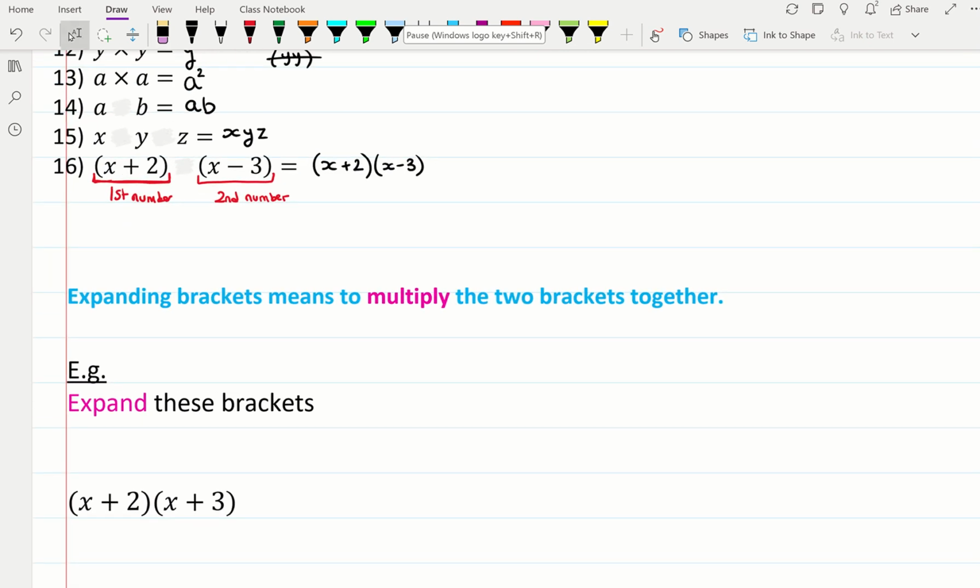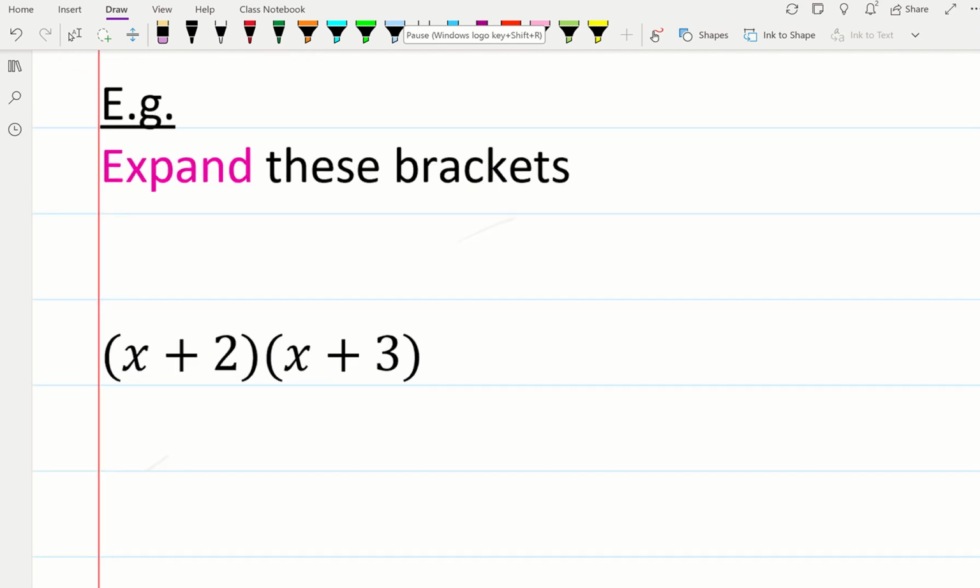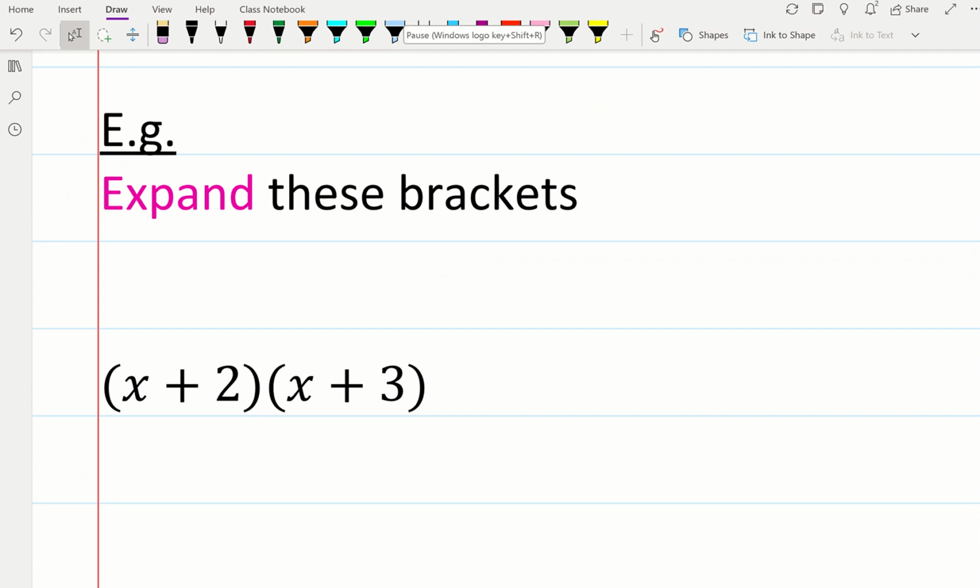So this topic is often called expanding brackets or expanding double brackets. And expanding means multiply. So it's an instruction, it's a command to multiply. So a question could say, expand these brackets. And two brackets next to each other means that you're multiplying the brackets. Now, there are different methods, but this one is very straightforward.